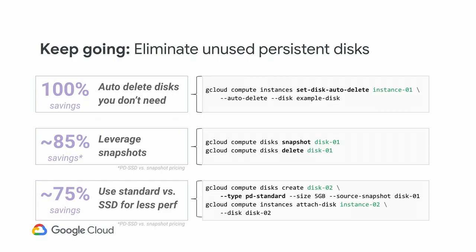And then the final thing here, on these very tactical things, is that PD supports two types of disks, PD SSD, which is SSD, and then PD standard. PD standard is significantly cheaper than PD SSD, and not all workloads need the performance characteristics of SSDs. So take a look at your workloads and identify where it makes sense to use SSD and where it doesn't make sense, and convert over to PD standard where possible.